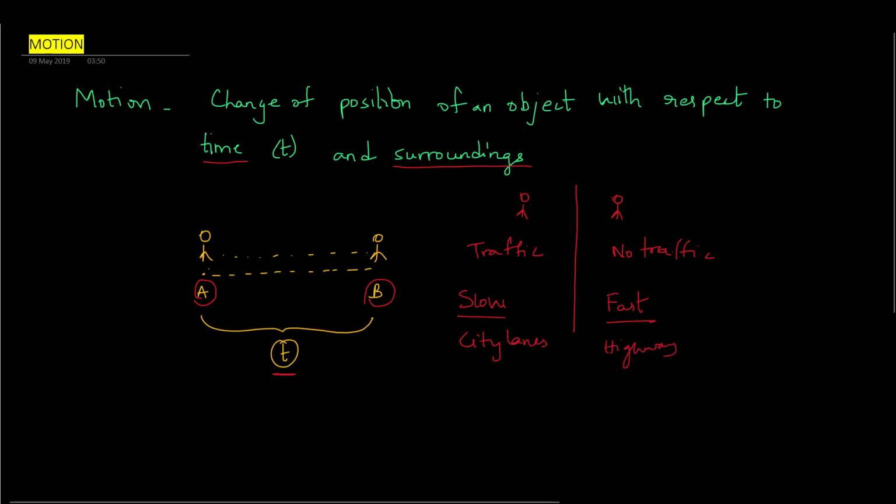Okay. So now you understand change of position of an object with respect to time means it will take some time for it to move from one position to another, whereas based on the surrounding objects, motion will be affected. So this is about motion.